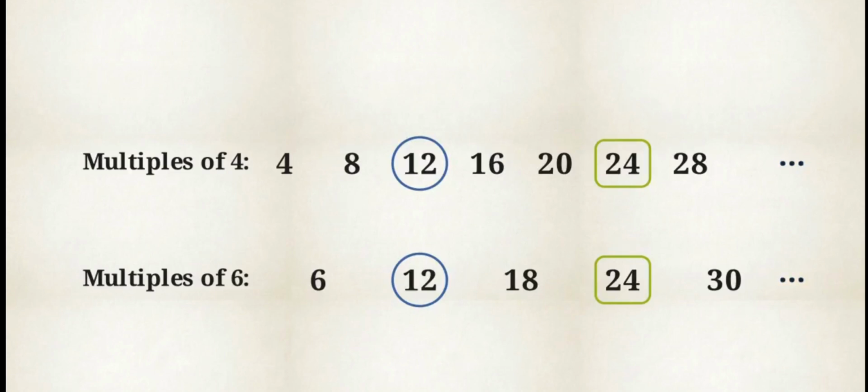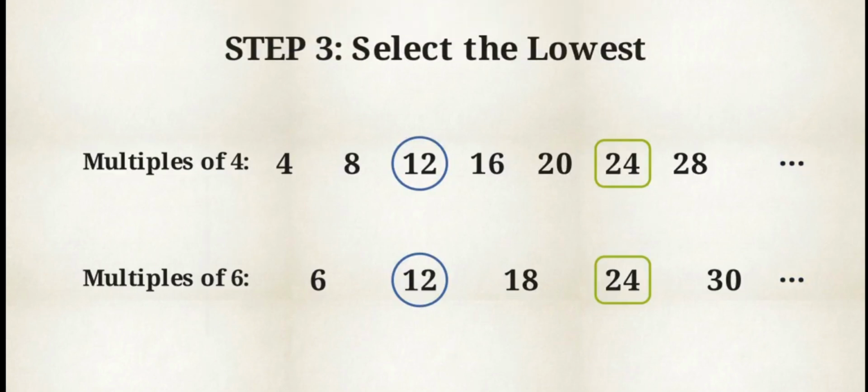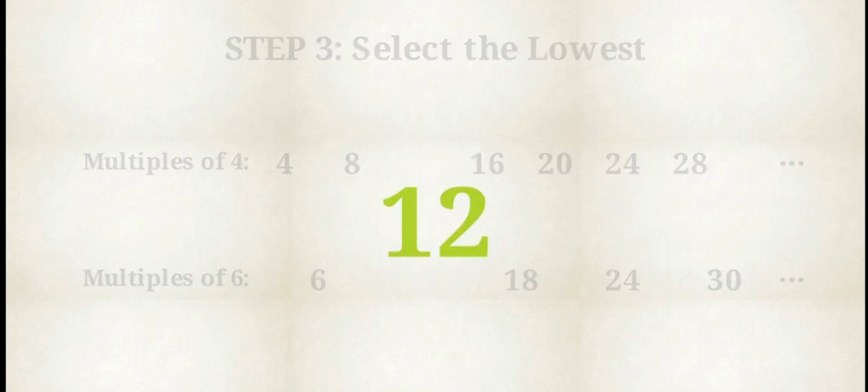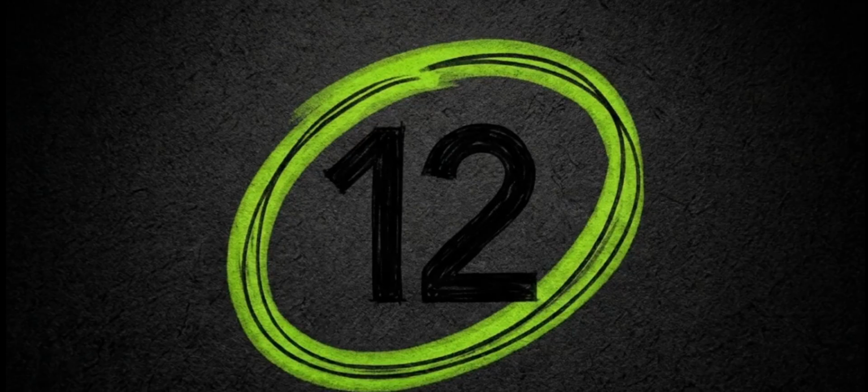For step 3, choose the lowest common multiple. Because we generated the numbers in ascending order, scanning strictly from left to right guarantees the very first match is inherently the smallest. The larger matches fade away, isolating our final answer. The number 12 is the exact mathematical anchor where the independent cycles of 4 and 6 perfectly and efficiently synchronize. The calculation is complete. The lowest common multiple of 4 and 6 is 12.